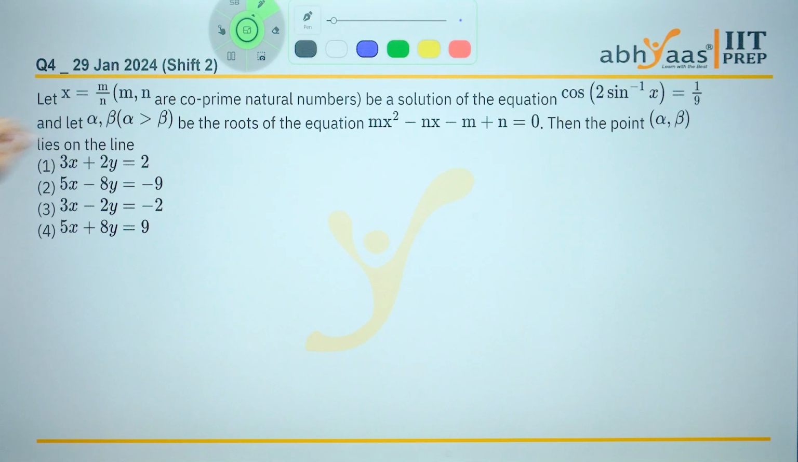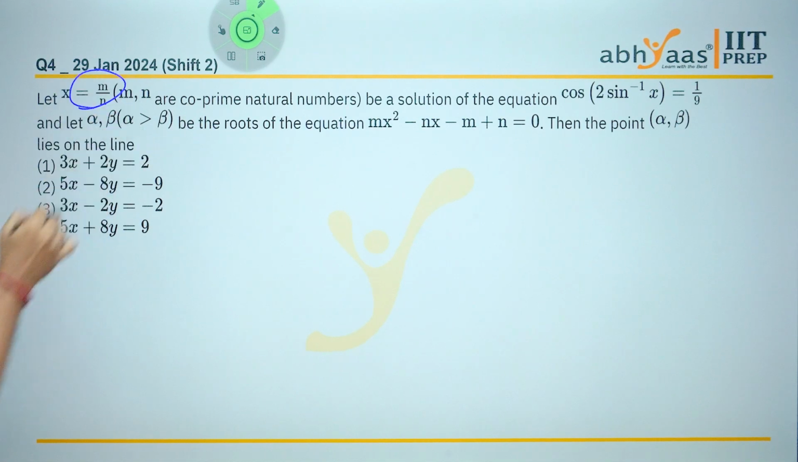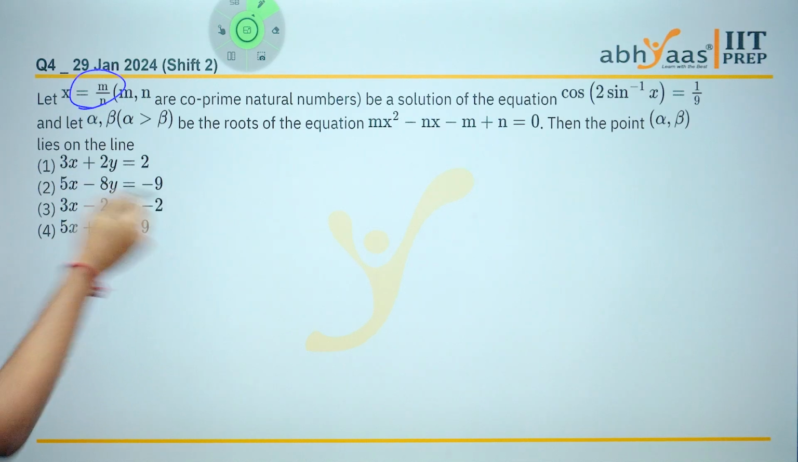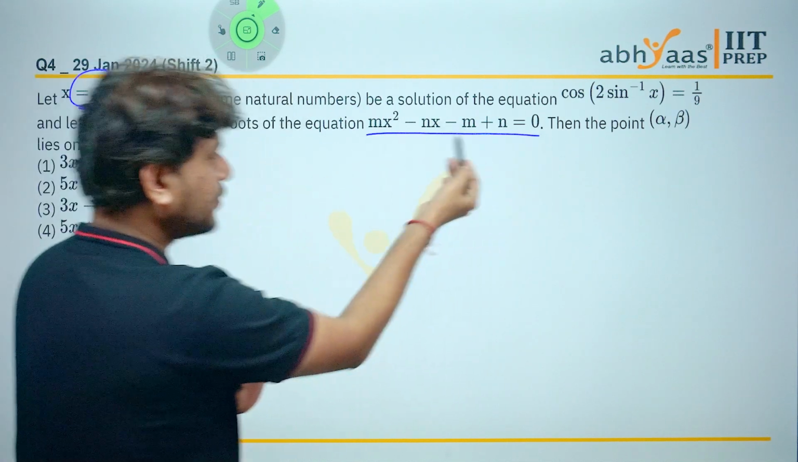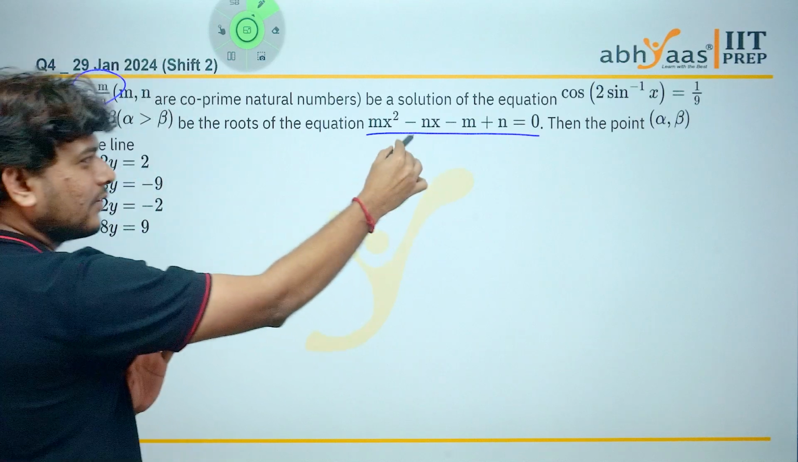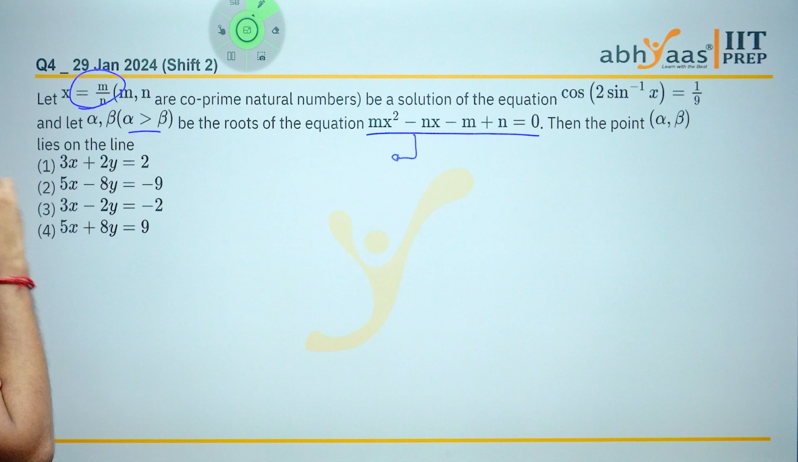Let x equal to m by n, where m and n are co-prime natural numbers, be a solution of the equation. So again we have an equation, we have to solve it. We will get an x value which will come like m by n, and let alpha, beta be the roots of the equation. So after getting m and n, we will substitute here. When we solve this equation, we will get roots alpha, beta. Then the point alpha, beta lies on the straight line.